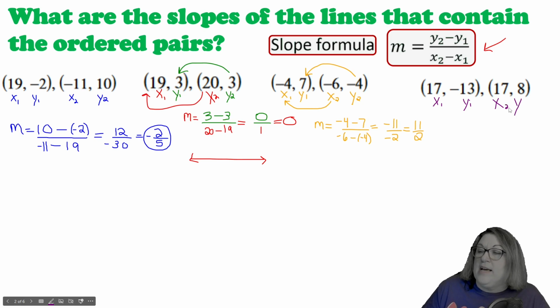Okay, and these are the second points, so we're going to label those with 2s. And then we're going to plug it into our formula here. The second y is 8, and we're going to subtract the first y, which is negative 13.